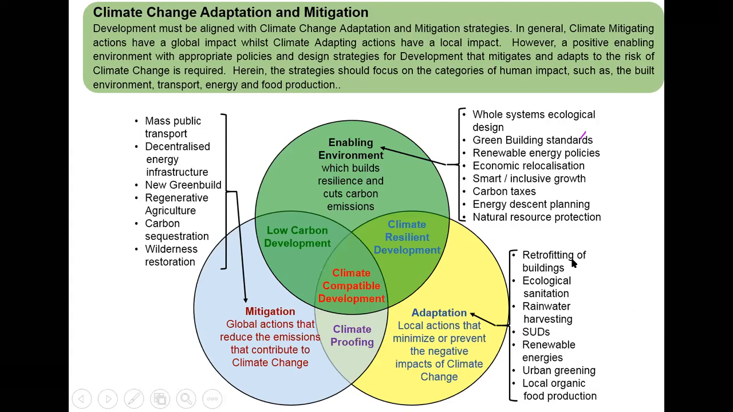Under adaptation, you can see the retrofitting of buildings, ecological sanitation, rainwater harvesting, sustainable urban drainage, renewable energies, urban greening, and your local organic food production around and within the city, but also around the edges of the city. Then under mitigation, these are more the global actions. So we're talking mass public transport, decentralized energy infrastructure, new green build where necessary if we're not retrofitting. And those are basically all the built environment influences.